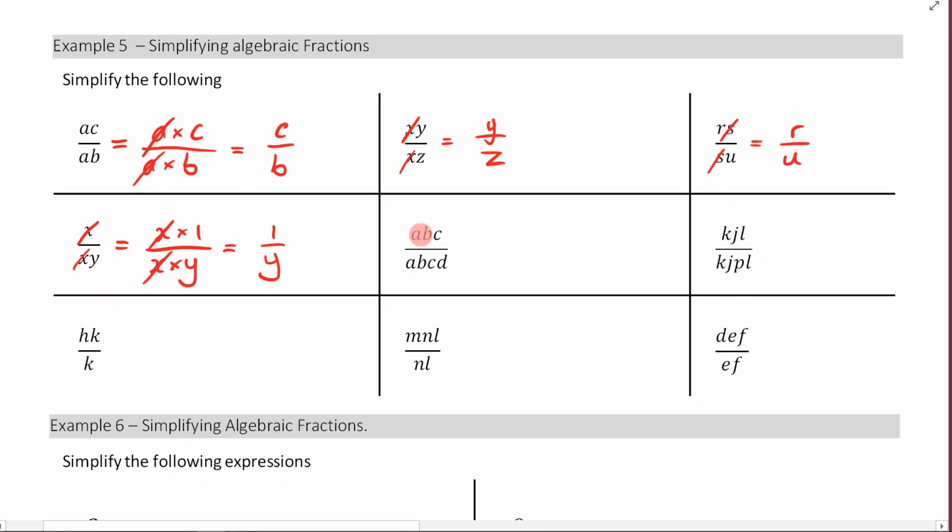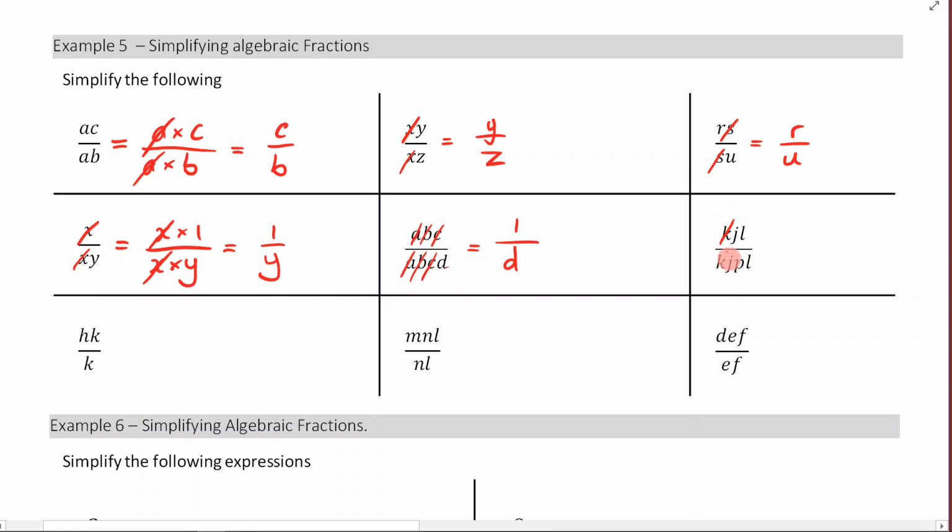If I was to go, well, this a cancels with this a, this b cancels with this b, this c cancels with this c. So that means I have d in the denominator, but what do I have in my numerator? It looks like I have nothing, but remember, there's always a 1 there. There's always a 1 there. All right, let's come to our last one here.